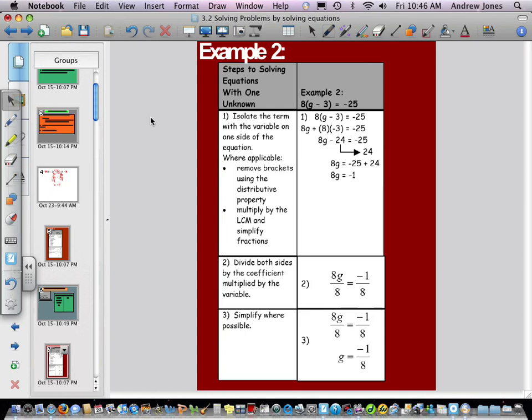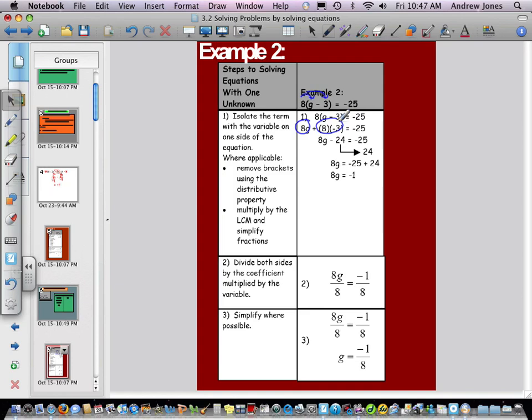Here's another example of an equation that we need to solve. This one has brackets in it. We do it in a very similar way. 8 is multiplied by everything that is inside the bracket. So let's always deal with our brackets first, so let's simplify. 8 times g becomes 8g. 8 times a minus 3 is a minus 24. So 8g minus 24 equals negative 25.